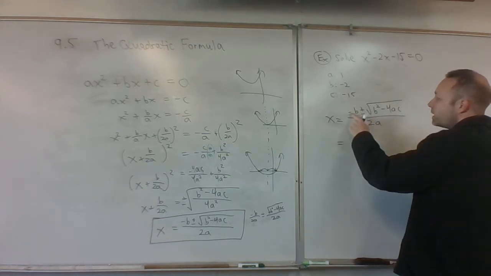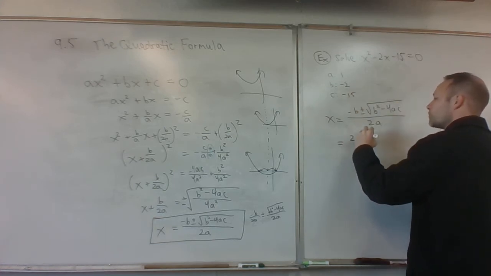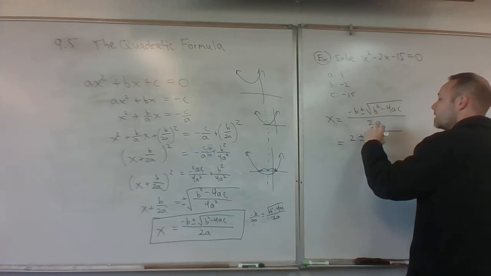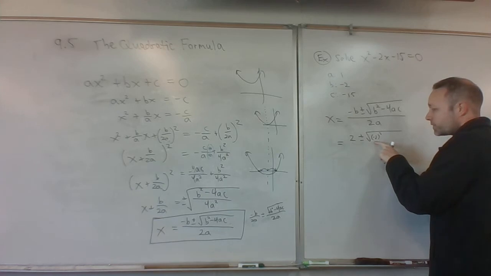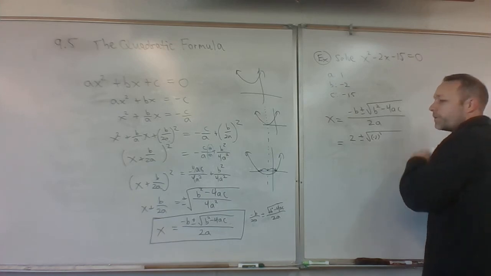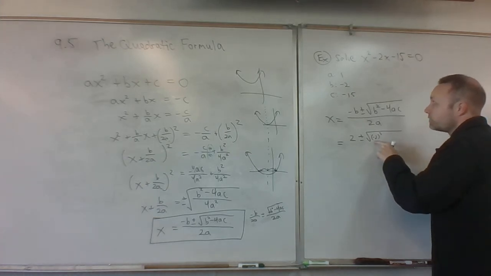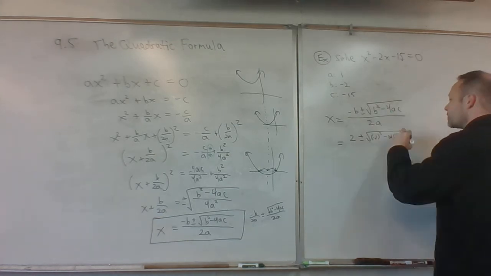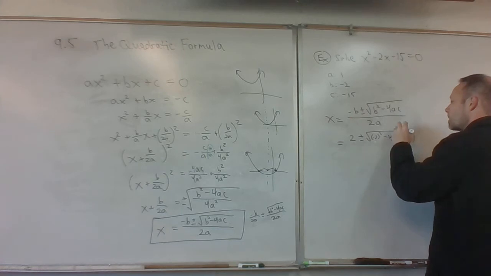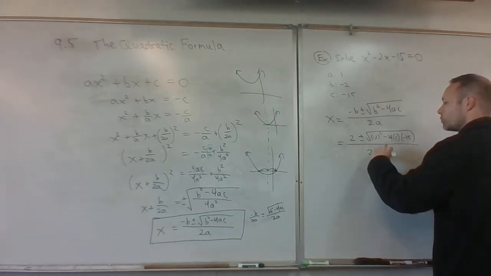Negative b, the negative of negative 2, is positive 2, plus or minus the square root of negative 2 squared. Make sure to put that in parentheses, because if you don't, you are squaring a 2 and making it negative, which will give you negative 4. Here we're squaring a negative 2. Minus 4 times a, what's a? A is 1. What's c? C is negative 15. That's inside the square root. And all of that over 2 times a, which is 1.